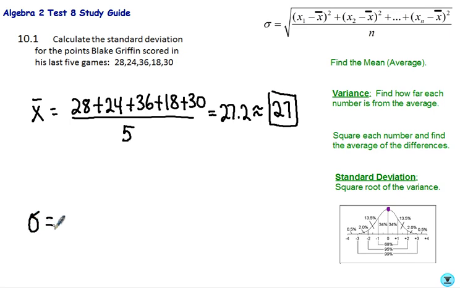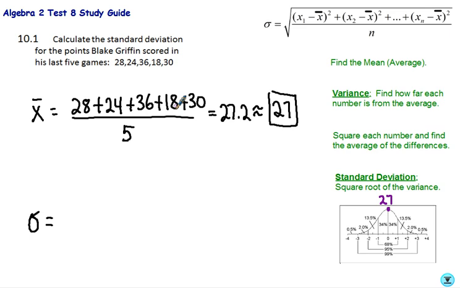So if I wanted to label my distribution curve down here on the far right, the average there is 27 points per game. Now what I then want to figure out is, not every game he scored 27. Most of these games it was pretty close to 27, 28, 24. But then there's one game where he scored way above the average at 36, and one game where he scored way below his average at 18.